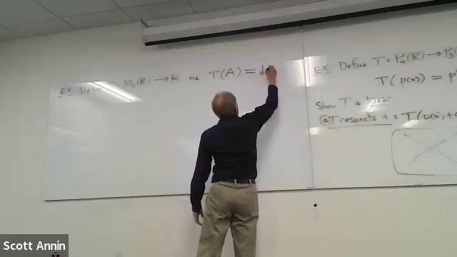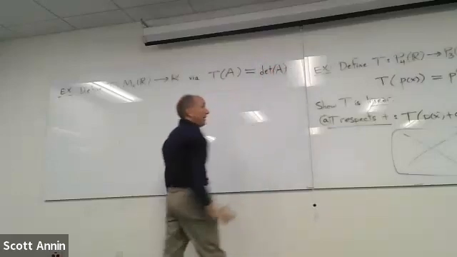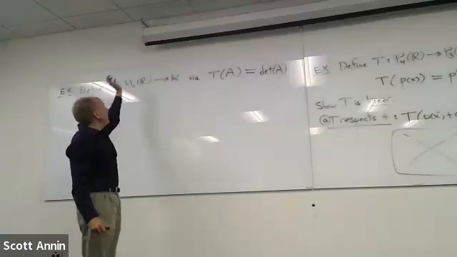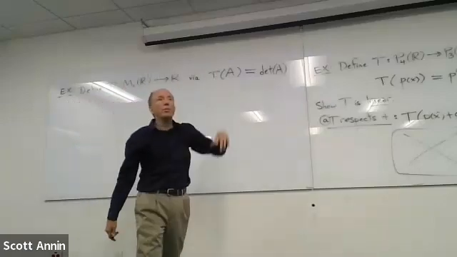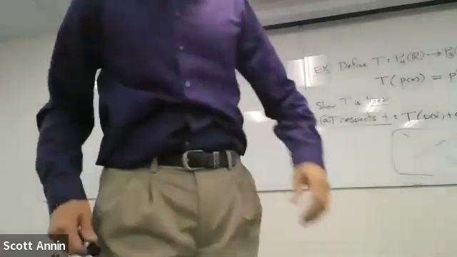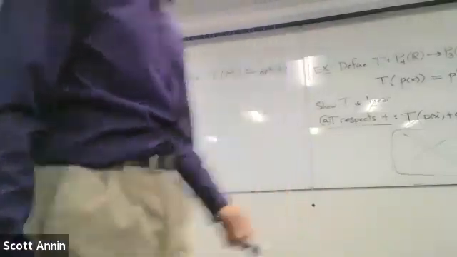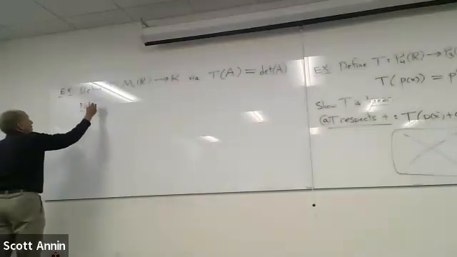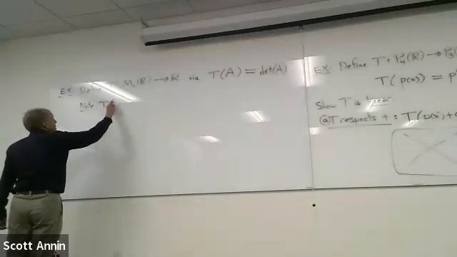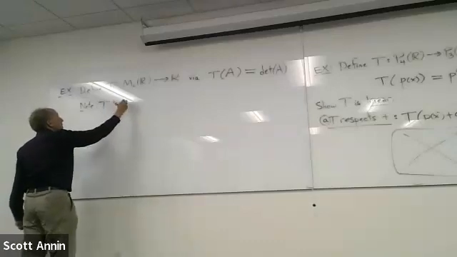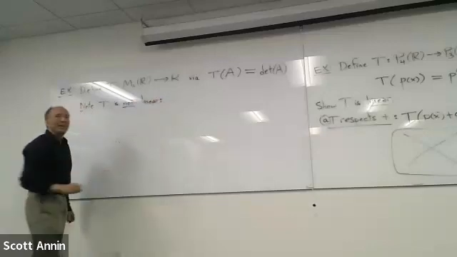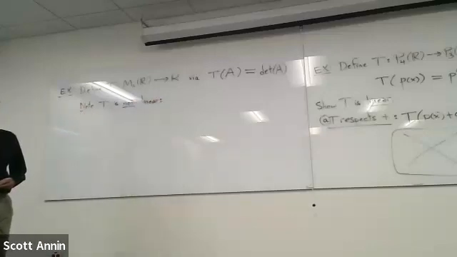Equals, I could do it this way. I could spit out the determinant of A. So we input a square matrix and the transformation takes its determinant. That seems like a very natural thing to do in a class like this. However, in this case, note T is not linear. It is actually not linear. Why not?